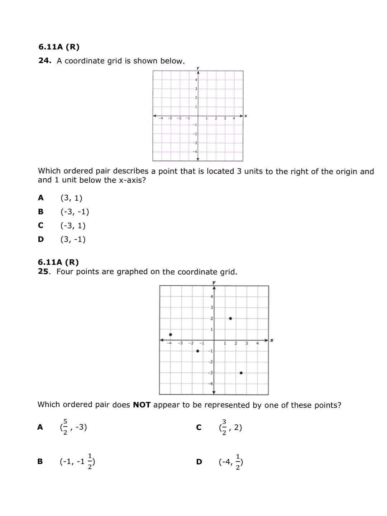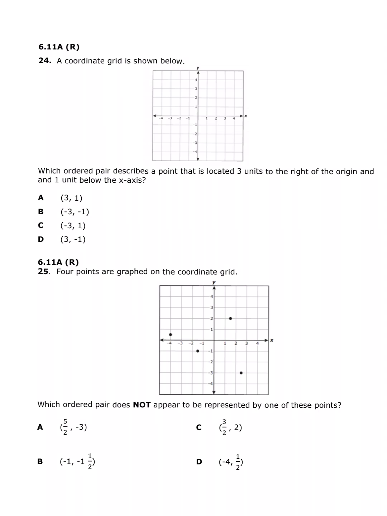24. A coordinate grid is shown below. Which ordered pair describes a point that is located 3 units to the right of the origin and 1 unit below the x-axis? A, 3, 1. B, -3, -1. C, -3, 1. D, 3, -1.